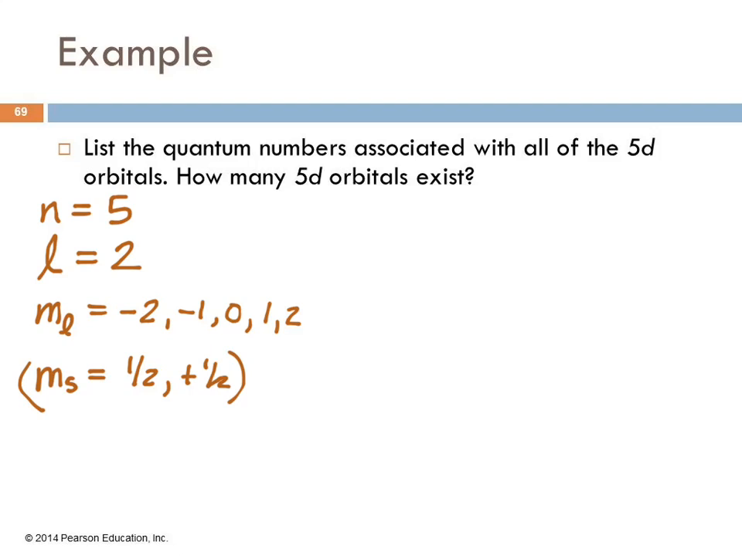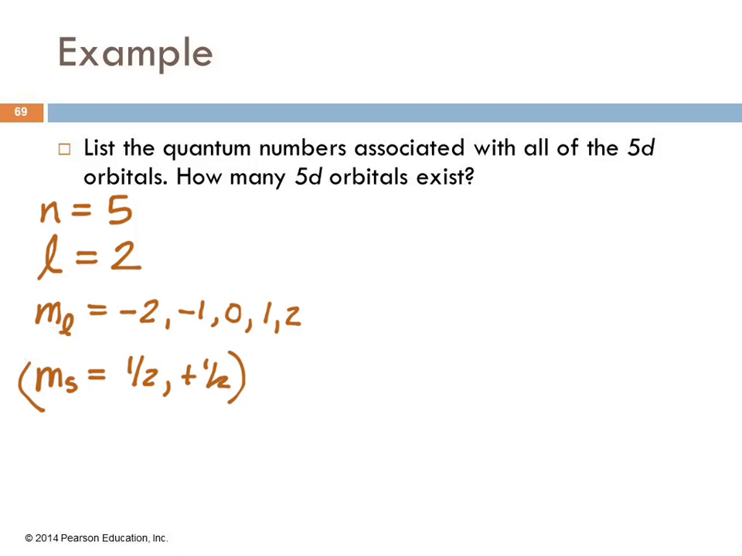ML is the angular momentum, and MS is spin. S for spin. It can spin up or spin down. This has to do with the electron itself. This has to do with the different orbitals that can hold the electrons.